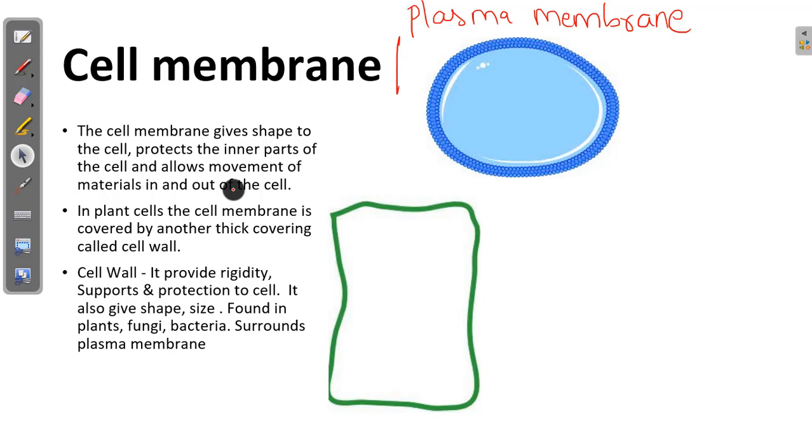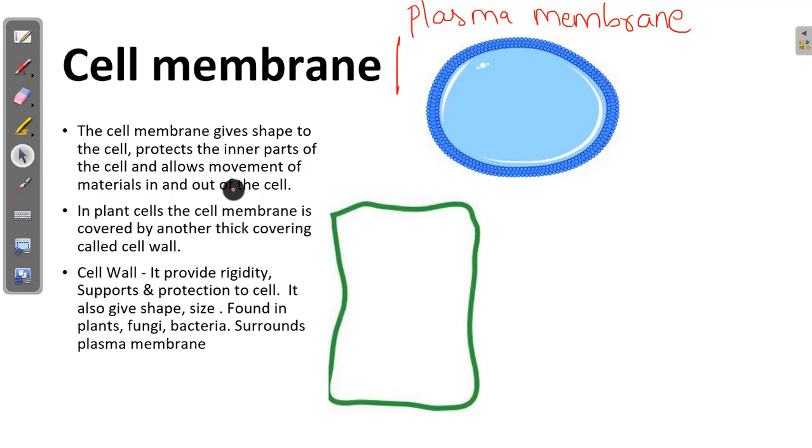So if there is no boundary, like if your house does not have a door, what will happen? Everyone will enter in, everyone can go out at any point of time they want. But this does not happen. We have doors and we allow only specific persons to enter in, and only we go out whenever we require, right? In the same way, this cell membrane or plasma membrane also allows the movement of only some substances inside the cell and some substances outside the cell.